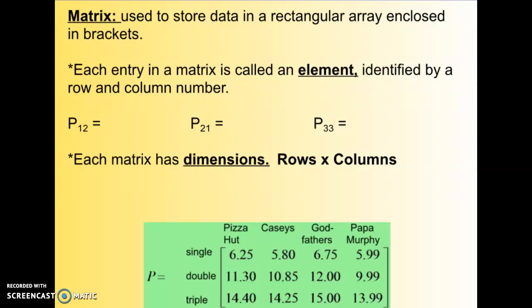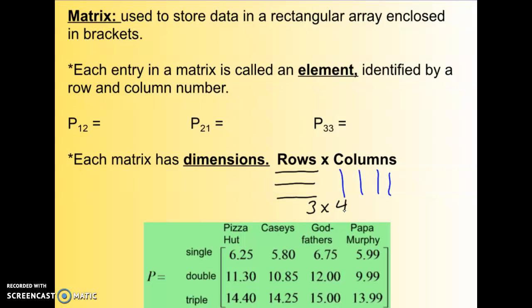Okay, so on our matrix with the pizza example, our dimensions are going to be rows by columns. So rows, those are going to be the ones that are going left and right. So like there's 3 rows here, and then columns, those are going to be going up and down. So in this case, we have 4 columns. So we say the dimension of the matrix is a 3 by 4. Okay, 3 rows and 4 columns.